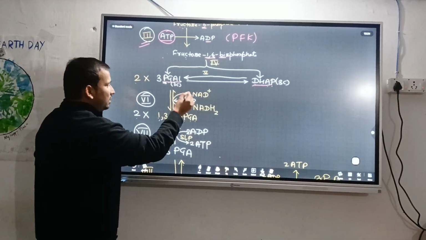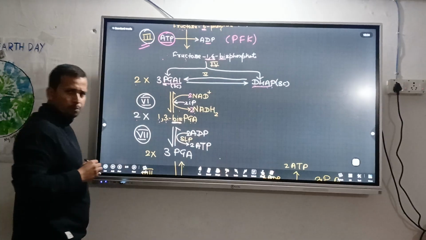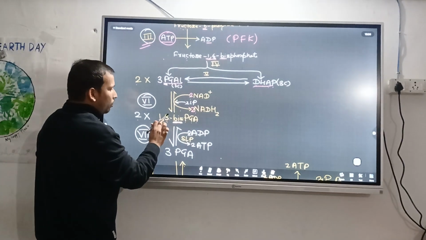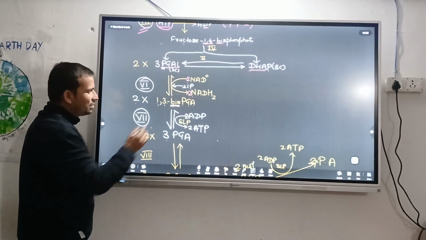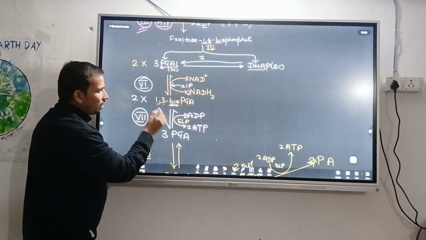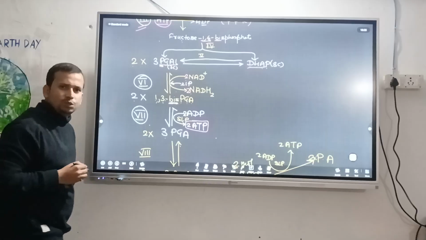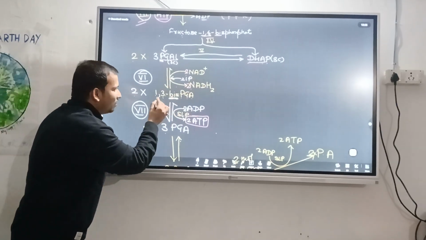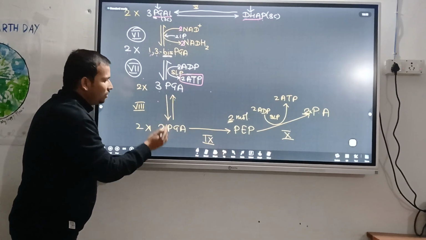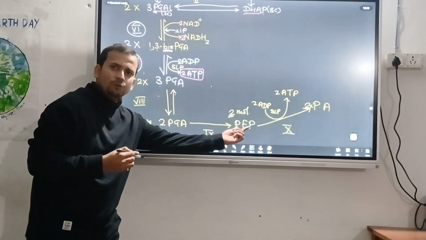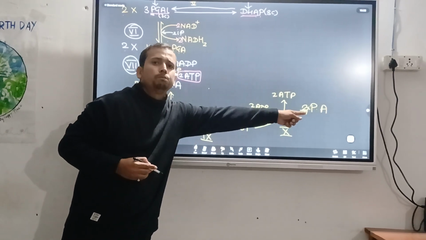In this sixth step only, 2 NADH2 are produced. Now 1,3-bis-PGA is converting into 3 PGA, meaning from here one phosphate is given. So two molecules, two phosphate given, and 2 ATP synthesized here. Which process? SLP. Again 1,3-bis-PGA converting to 3 PGA, 3 PGA converting to 2 PGA, 2 PGA converting to phosphoenol pyruvate, and phosphoenol pyruvate converting into pyruvic acid.